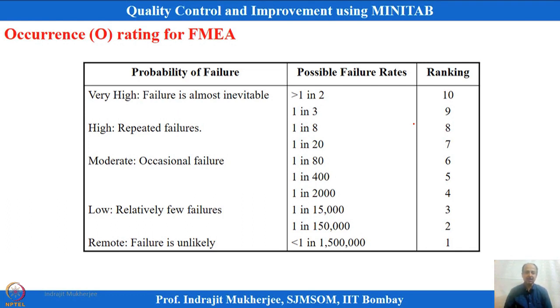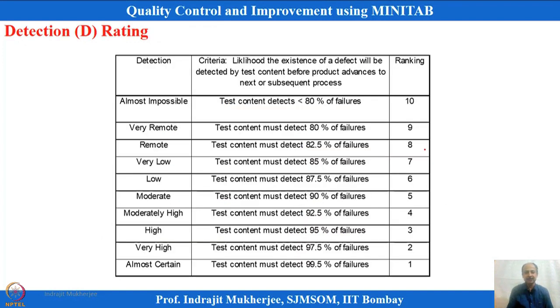Then occurrence: how frequently this cause is coming. If you have blocked that cause, you can reduce the occurrence rating. Here also the frequency of occurrence is very high, this type of cause is coming several times, so the rating will be high. And if the detection method is not strong for this cause, again the ranking will be 10.